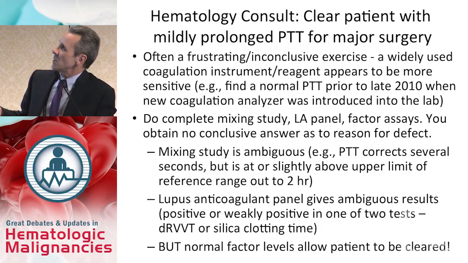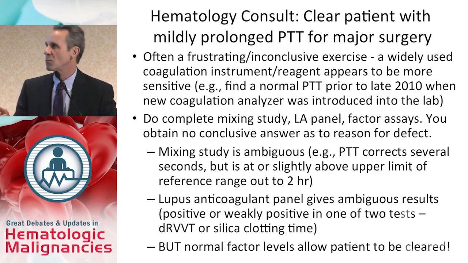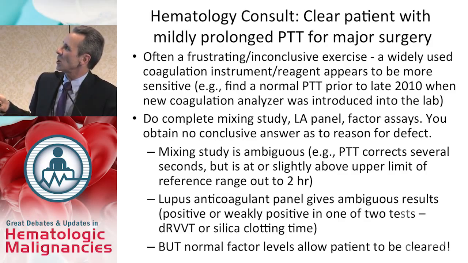If they're dumb enough to order the test and it's not indicated, they're stuck with the consequences of it, and I would tell them it's elective surgery. You should have called me a month ago, not a day ago. So this can often be a frustrating, inconclusive exercise. A widely used coagulation instrument reagent appears to be more sensitive to these minor abnormalities. And if I look back in my records on some of these patients, I have found a normal PTT prior to 2010, when a new coagulation analyzer was introduced in our lab. So they had normal results years ago. Now it's slightly prolonged. So you do the workup.